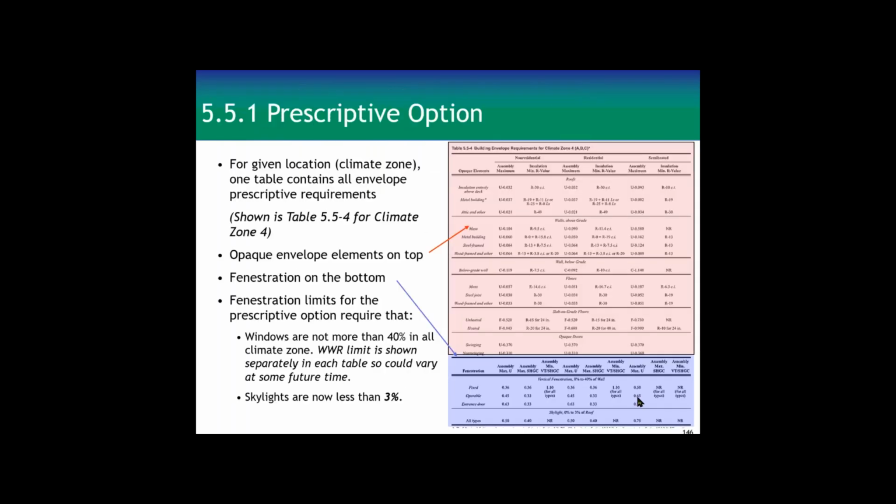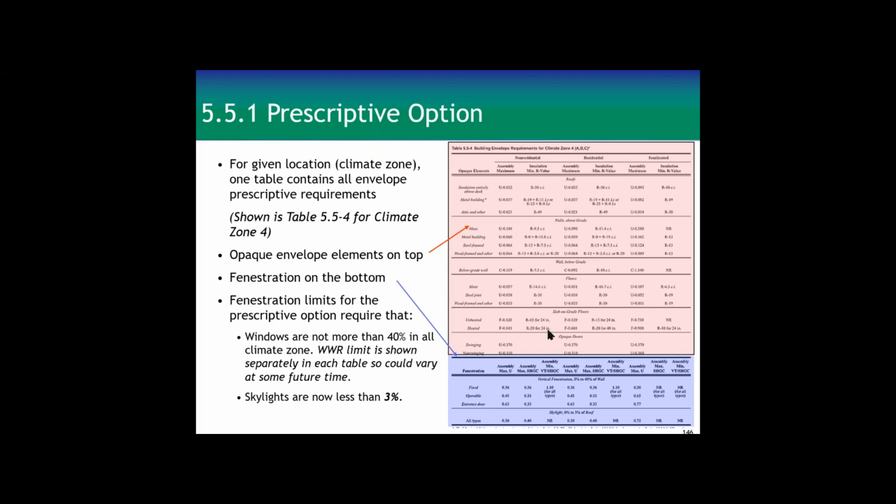So here's the table. And what we've done is we've given you 1 table per climate zone. So this is climate zone 4. And you can always tell it's section 5.5.4 is climate zone 4, 5.5.5 will be climate zone 5, and they're tables. So if you only worked in 1 climate zone, you could pull 1 page out of this or copy 1 page out, and you would have all you need to know about the envelope.